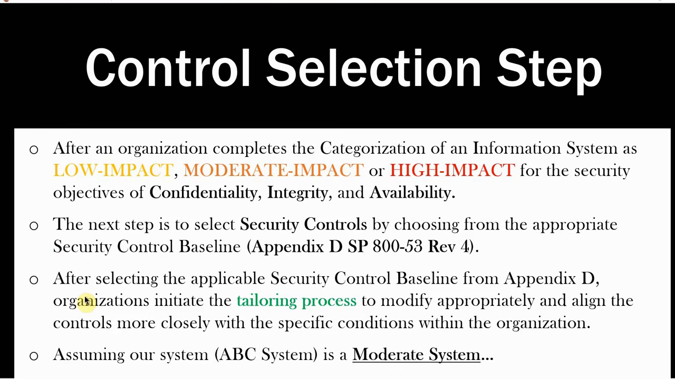After selecting the applicable security control baseline from Appendix D, the organization initiates the tailoring process to modify the controls appropriately and align them more closely with the specific conditions within the organization. That is, the baseline controls that you select. Sometimes some of the controls might not be applicable to your system, or some of them need more stringent control. You have to tighten it up a bit.